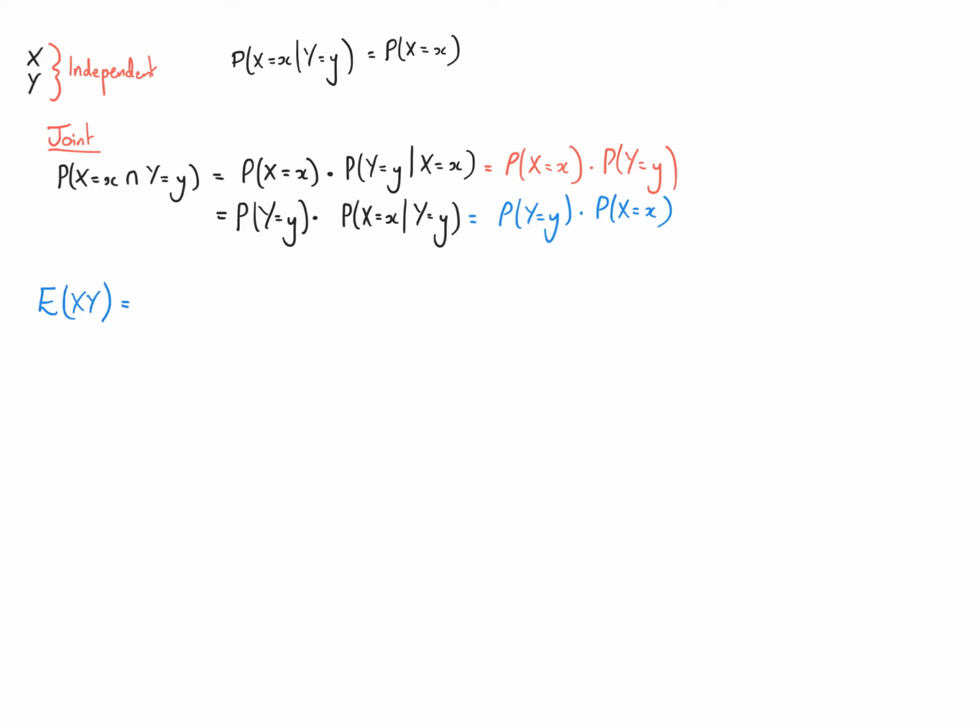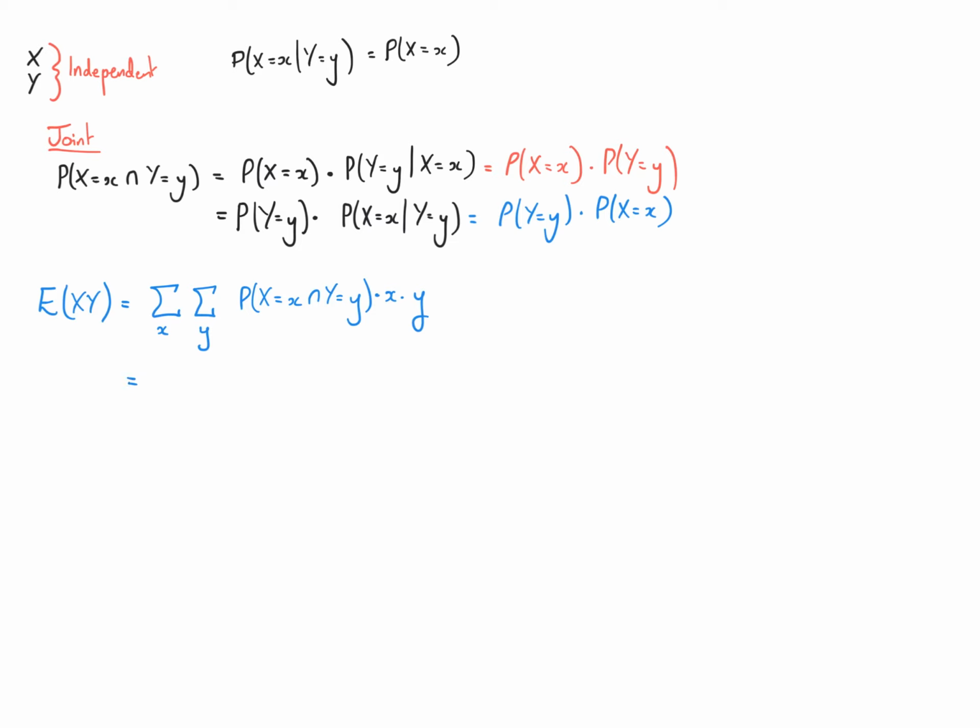And the expectation of xy we can get, because these are discrete random variables, this is equal to the sum over all possible values that x takes of the sum over all possible values that y takes of the probability that x is equal to x and y is equal to y, so our joint probability, times all of the possible outcomes of x and y. So we're going to sum over all possible values of x and all possible values of y of this product. But we know from above that this joint probability is just equal to the product of the two marginal probabilities.